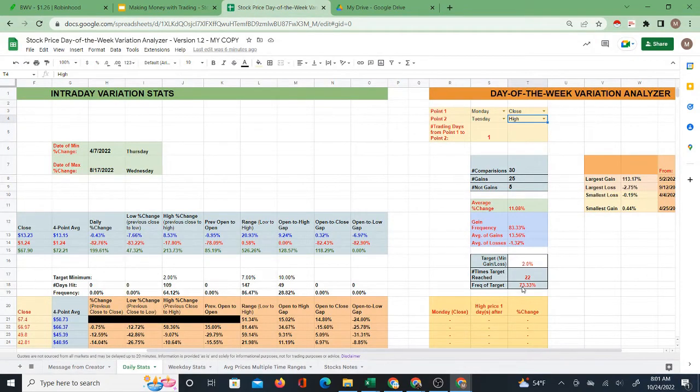At least 2%. Okay, well, it happened 22 times. The target, which is 2%, that's what you're trying to hit, it happened 22 times. Okay, out of these 30 comparisons, it happened 22 times. That was 73% of the time. When you calculate it, 22 out of the 30. 73% of the time, Monday's close went up 2% into Tuesday's high. Or more. 2% or more. Remember, it's or more. Okay? So that's pretty good too.